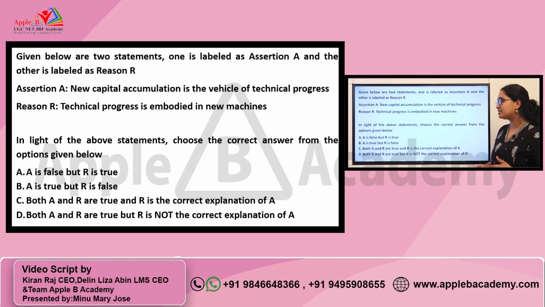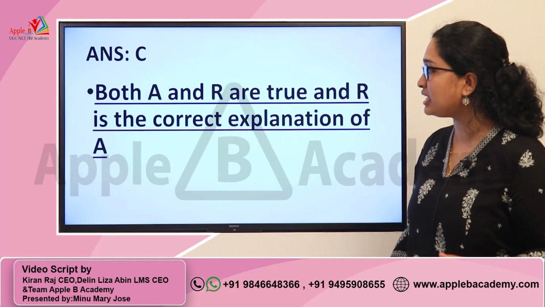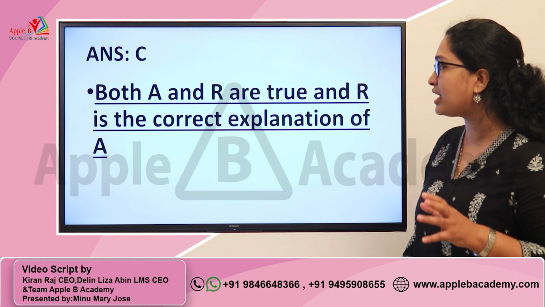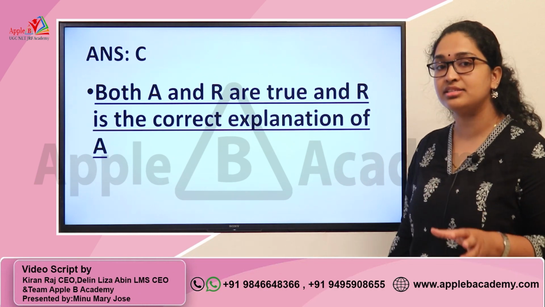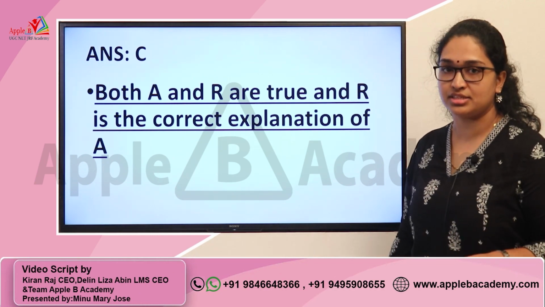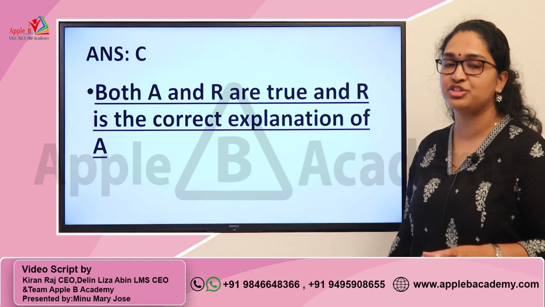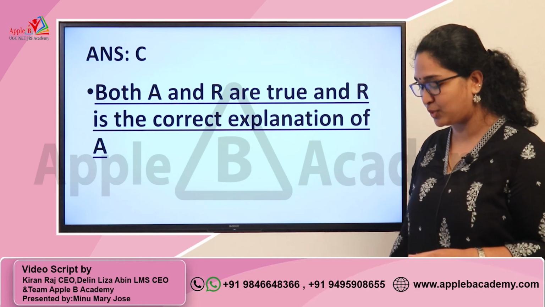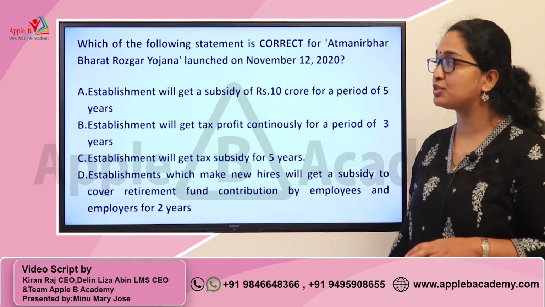A is true and R is false. Both A and R are true and R correctly explains A, and the final one, A and R are true but R does not explain A. So, the answer is option C, that is both the assertion and the reason are true and R is the correct explanation of the assertion. So, the reason given is a correct explanation of the assertion regarding technical progress. Now, moving on to the next question.